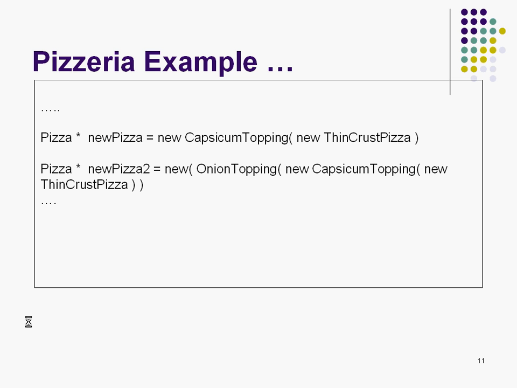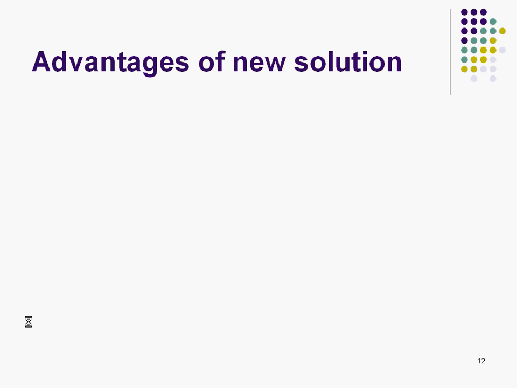If you were to use two, you can use two levels of chaining. I take a new thin crust pizza, I give it to capsicum topping, and I pass it on to onion topping. So this is how you create it. So this is one example of what the decorator does. Now let's go to some of the theoretical details of this. So any questions on this?